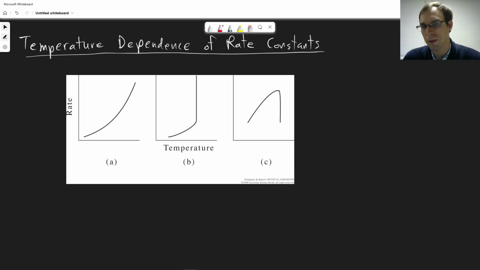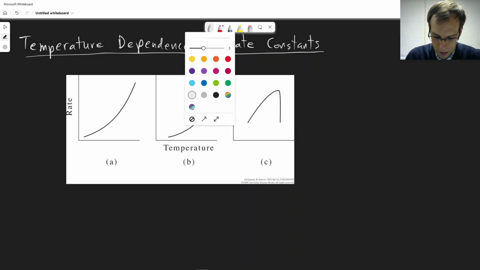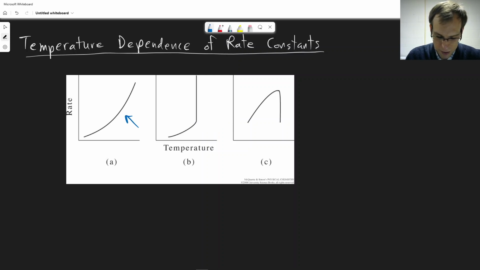This is a figure from your textbook that shows different ways that you can have a temperature dependence for a reaction. The most common is what's shown in A, and what we're mostly going to be talking about in this chapter, which is a temperature dependence that shows an exponential behavior. The rate increases exponentially as the temperature increases. This is described by the Arrhenius equation, which we're going to be going over in just a little bit. So we would call this Arrhenius behavior.